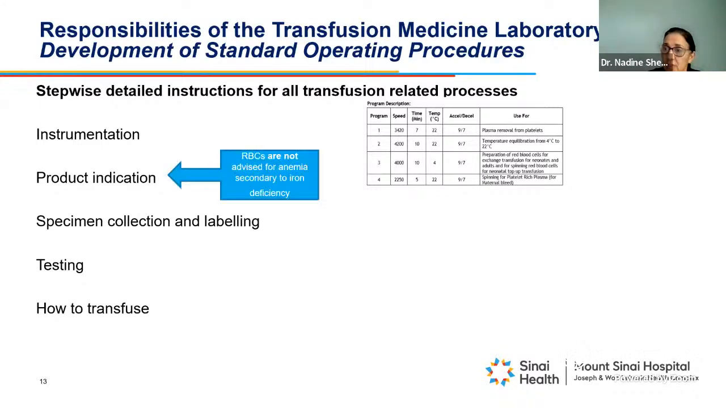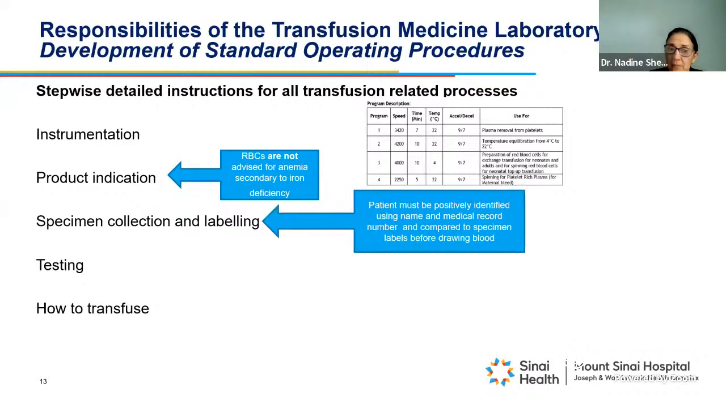For product indication, not only is it on the order sheet for the prescribing physician, but also at the level of the laboratory, that they're looking at lab work as well, so that they can advise physicians to say, for instance, red cells are not advised for anemia secondary to iron deficiency.